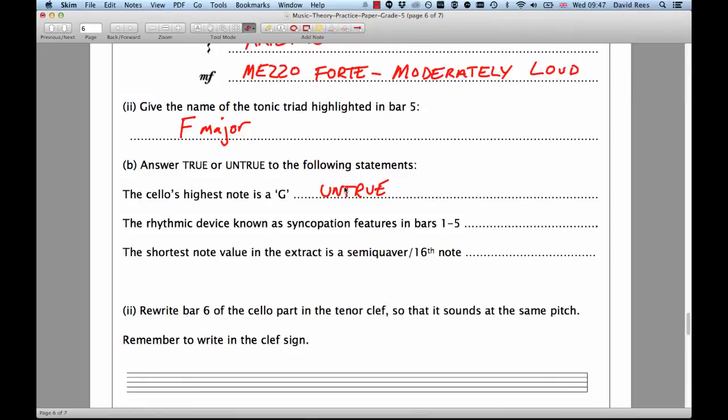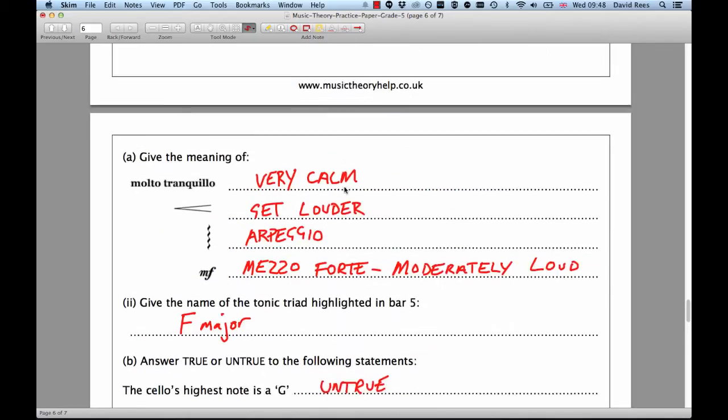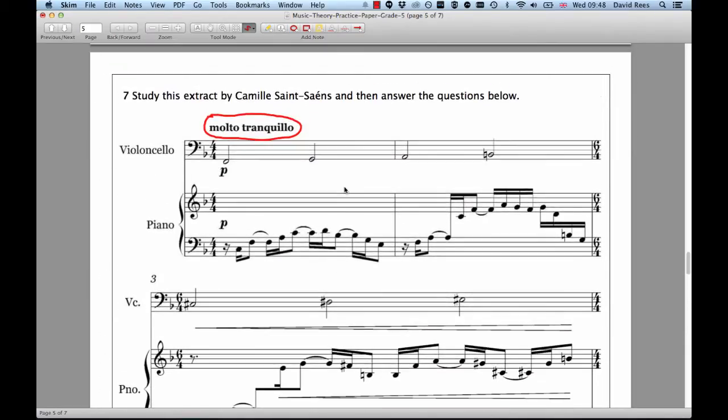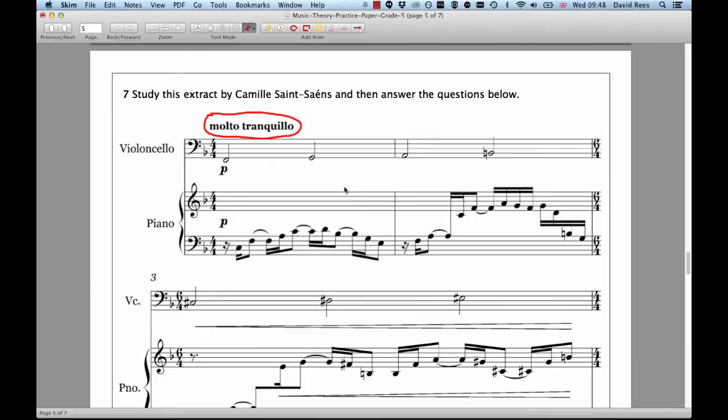Okay, the next question is asking whether it is true or untrue that the rhythmic device known as syncopation features in bars 1 to 5. So what does syncopation mean? Well, syncopation means putting notes in between the beats and playing around with where the beats are in the music and all of that kind of thing.